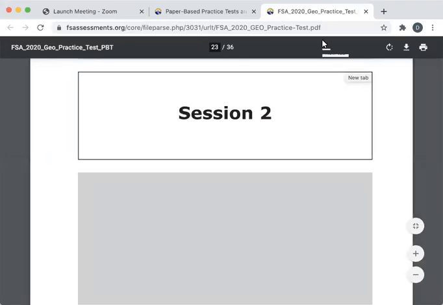This is part 2 of the Florida Geometry end-of-course practice exam. I got it from the fsaassessments.org website. This is a Florida-based geometry end-of-course exam, but it could be used to practice for any geometry end-of-course exam. Part 1 is also shared earlier. So let's get started.